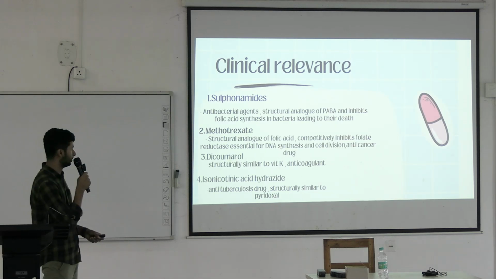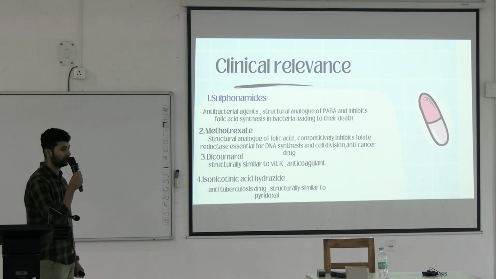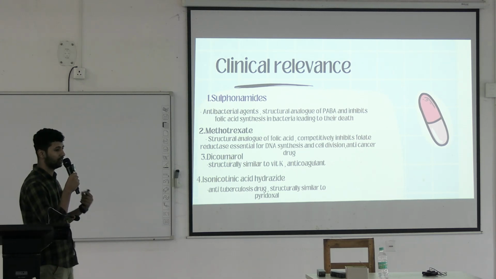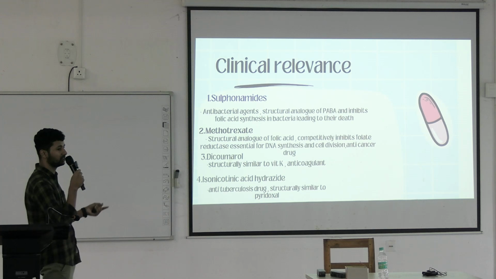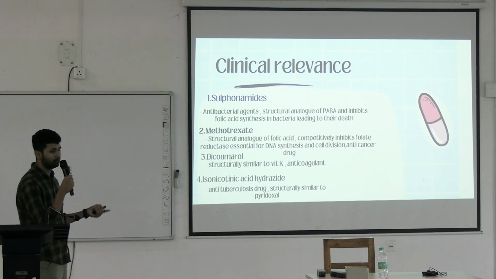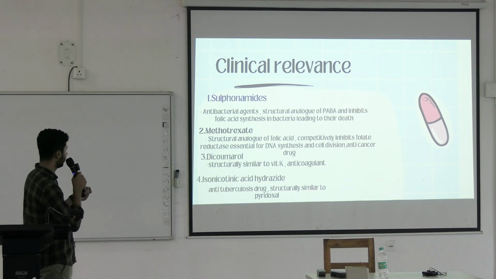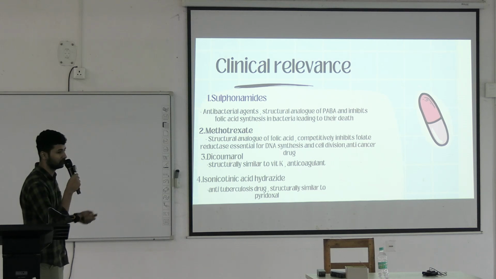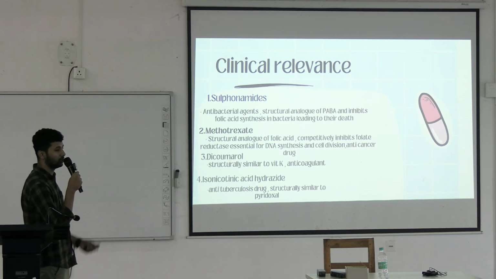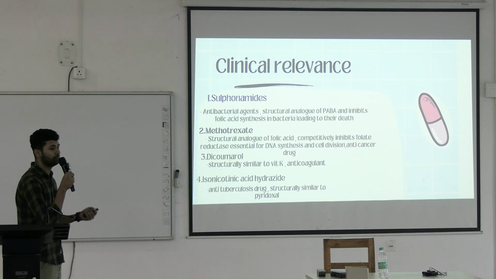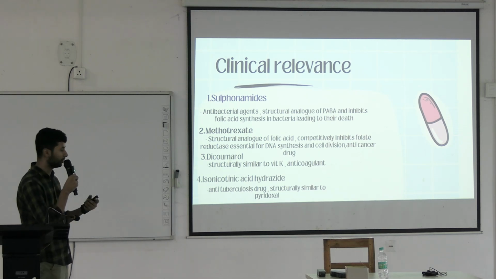What is the clinical relevance? Sulfonamides. Sulfonamides are antibacterial agents, and as we know, bacteria have to synthesize folic acid. They cannot absorb it from the environment, mainly because their cell wall is impermeable to folic acid. So they combine para-aminobenzoic acid with pteridine and glutamic acid to form folic acid. But sulfonamides are structural analogs of para-aminobenzoic acid, and that's why they interrupt this process, which leads to bacterial cell death. But human cells are unaffected by this, mainly because we consume folic acid through diet.